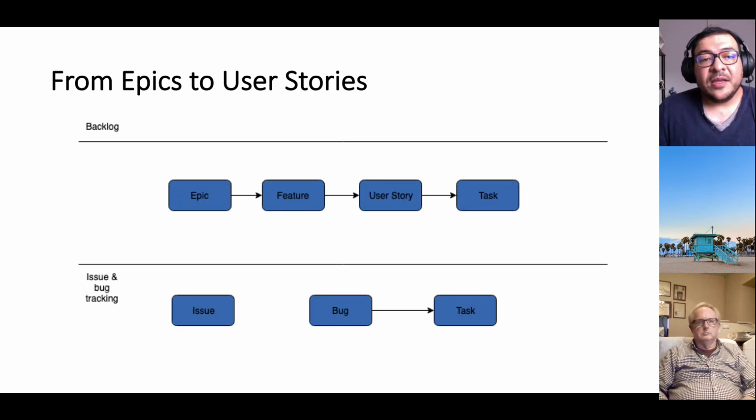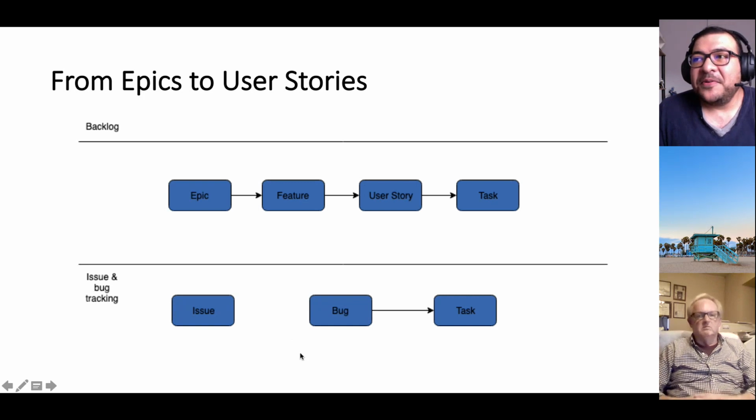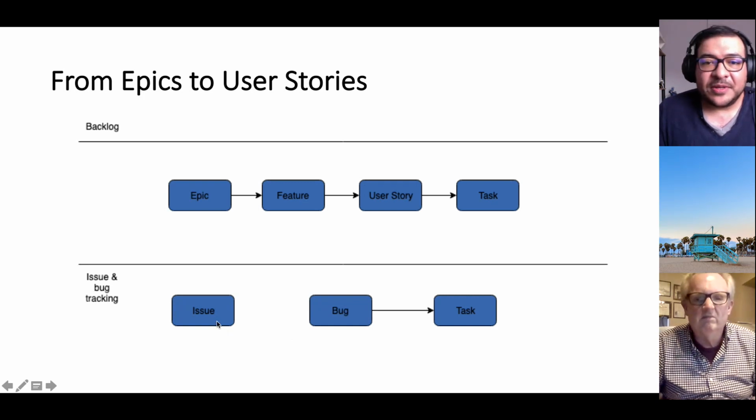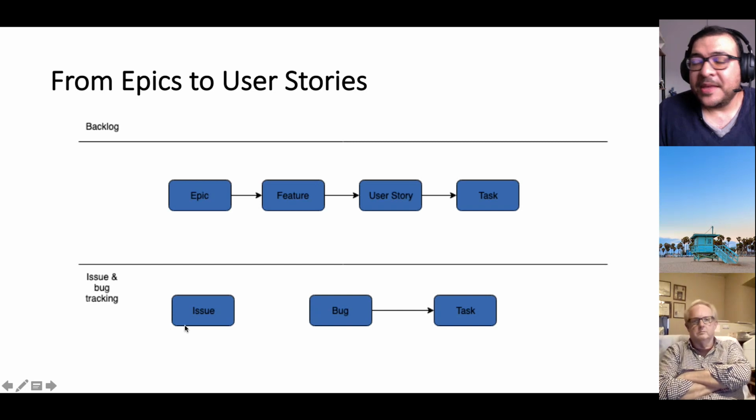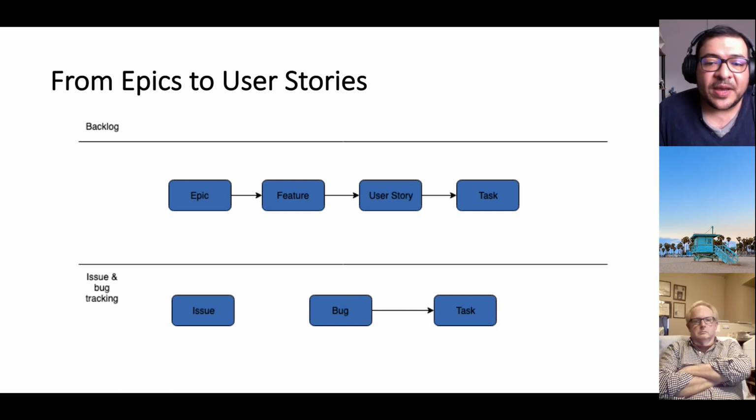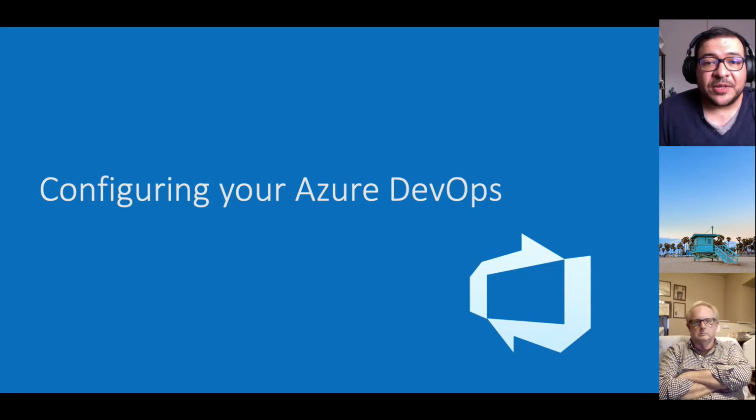I'm not going to school you on epics and user stories and all, but this is the flow that we are used to going from DevOps, right? From Scrum, using an epic and feature, user stories and tasks, issues, bugs, for example, and tasks. This is just to mention that in Azure DevOps, you can do everything on that. That's just mentioned because it is part of the tooling, right? So we are going to go to configuring Azure DevOps itself.